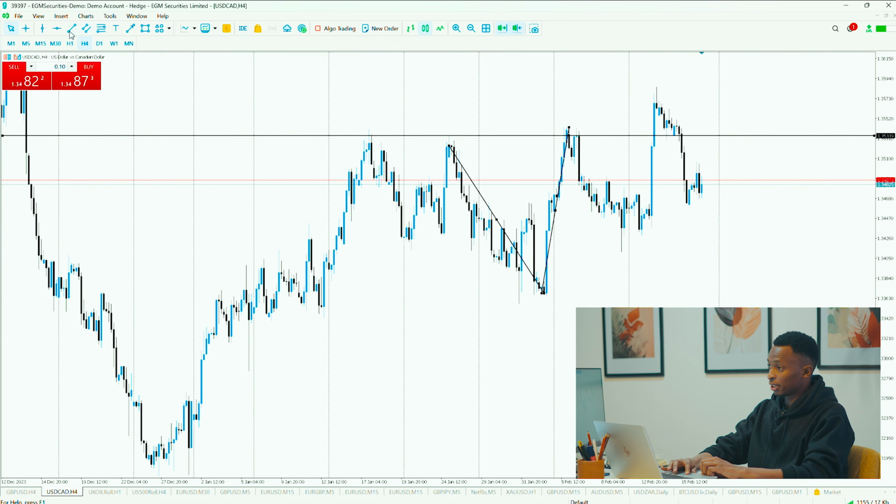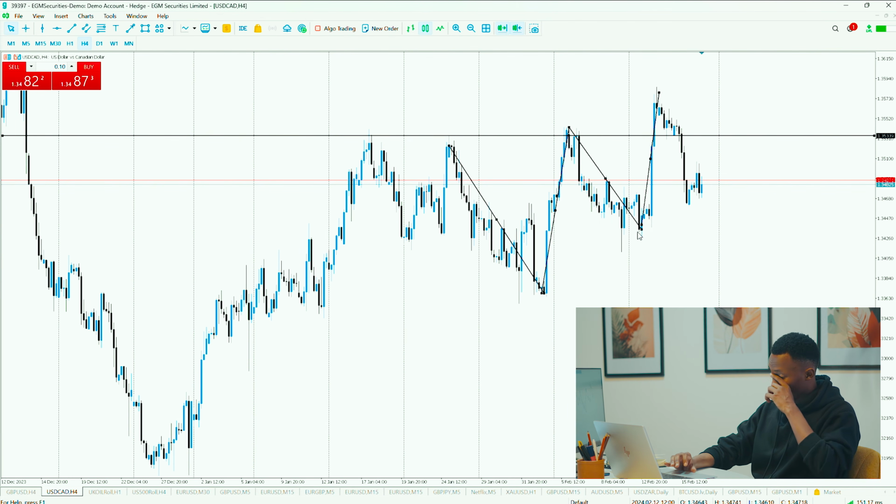And then what happened after that? We had this move over here that broke this high. So this move is going to be where the low starts from. So we have identified this as a potential uptrend. Why? Because you're forming higher highs and higher lows.